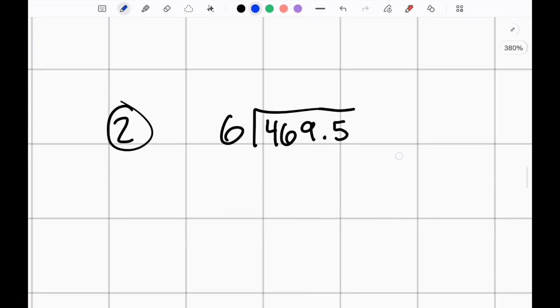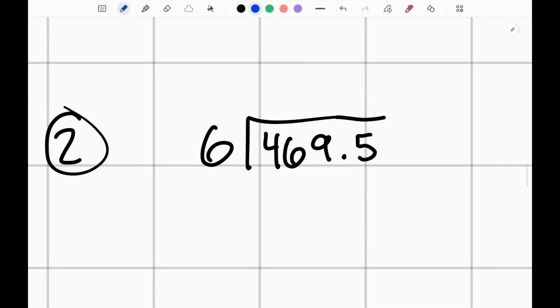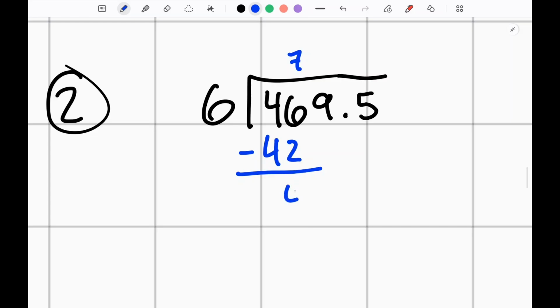Now, let's do problem number 2. Problem number 2, we're going to do the same. 6 is going to ask the first digit if it can fit. Can 6 fit in the 4? It can't, so we're going to ask the first two digits. Can 6 fit in the 46? And yes, it can. It can fit 7 times. 6 times 7 is 42.